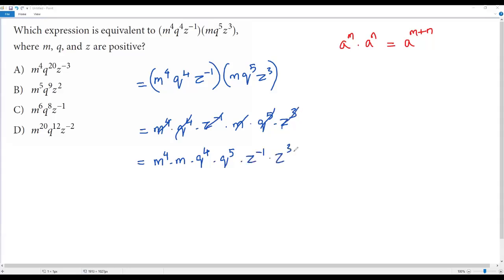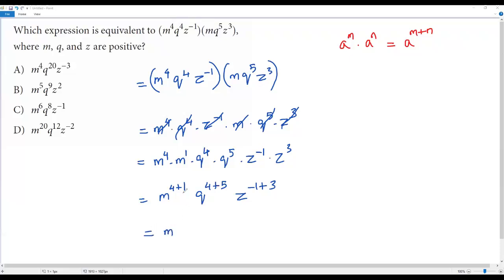Okay, now, here for this m, we don't have any exponent. So for any base, if there is no exponent, we have to assume there is exponent 1. So here we multiply two terms with the same base m. So we can use the product rule of exponents that we have discussed over here. So for these two bases, we can take the base m once, and we have to add the exponents, that is 4 plus 1. And here we multiply two terms with the same base, so we can take the base q once, and we can add the exponents 4 plus 5. And the same thing for this one, we can take the base z once, and we have to add the exponents negative 1 and 3.